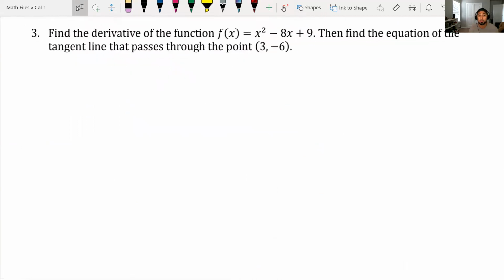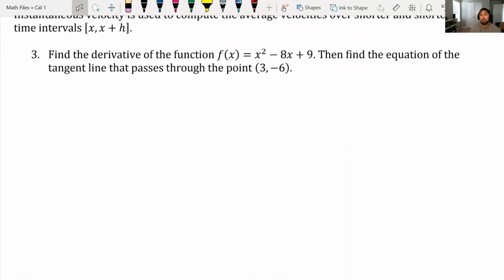Three, find the derivative of the function f of x equals x squared minus 8x plus 9. Then find the equation of the tangent line that passes through the point (3, -6). First we're going to find the derivative, because the derivative gives you the slope of the tangent line. It is the same exact formula, the definition of the derivative. And then with that, we are going to find the equation of the tangent line. First up, let's find the derivative using the definition.